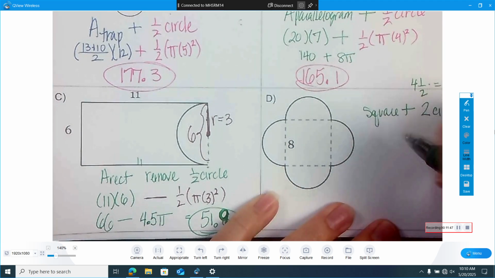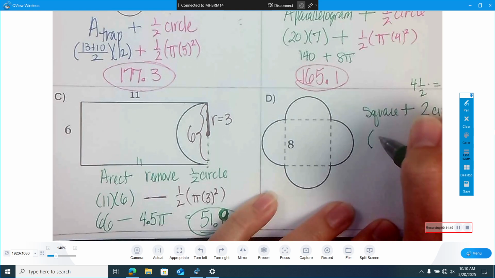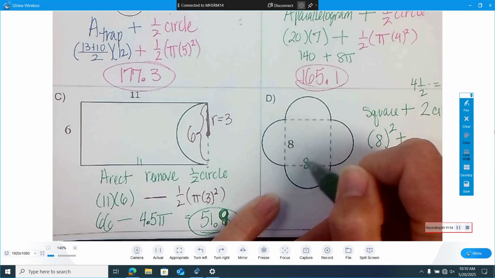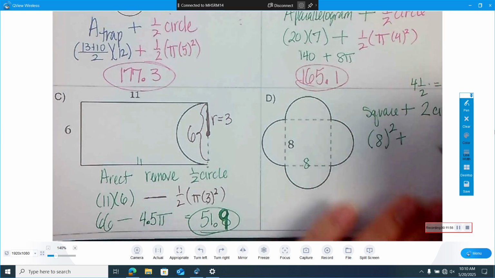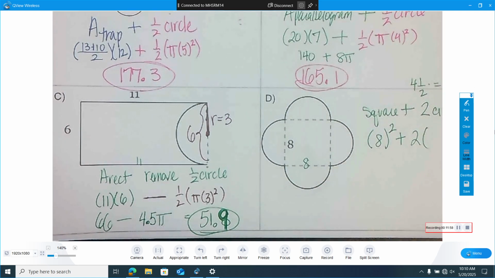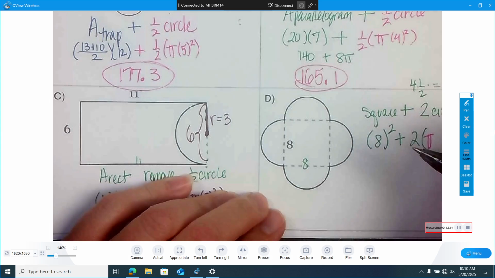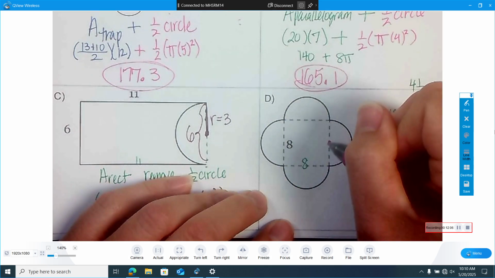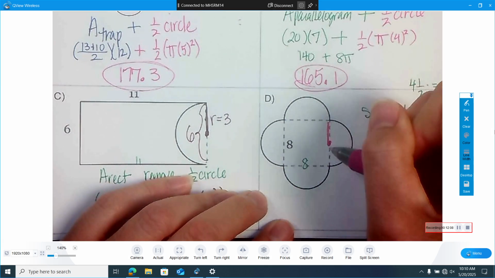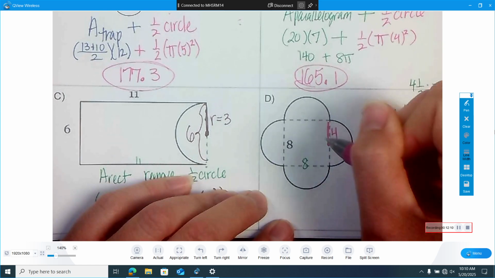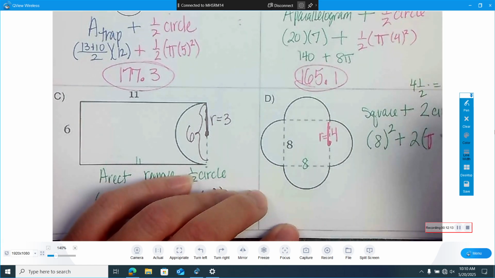So area of a square? Squared. 8 squared. Side times side. Both of these are 8. All right. And then we want 2 areas of the circle. So 2 pi radius squared. What's our radius? 8. Oh, 4. Do that every time. All right. The whole side is 8. Our radius is equal to 4.